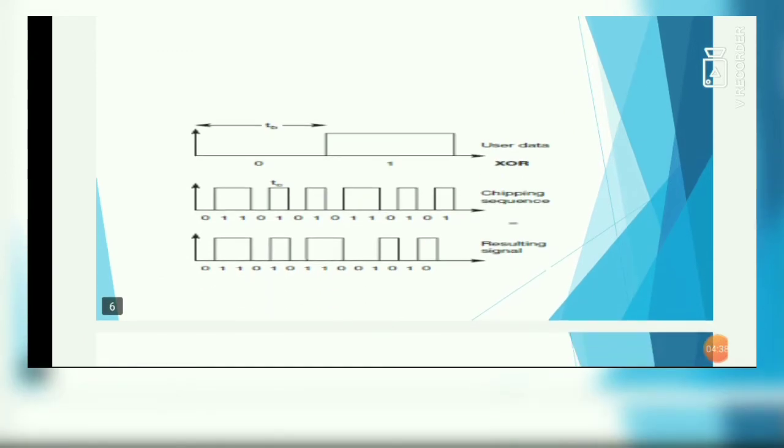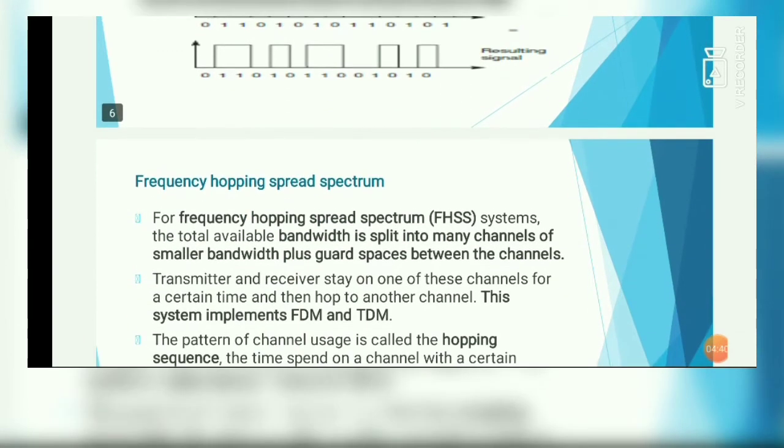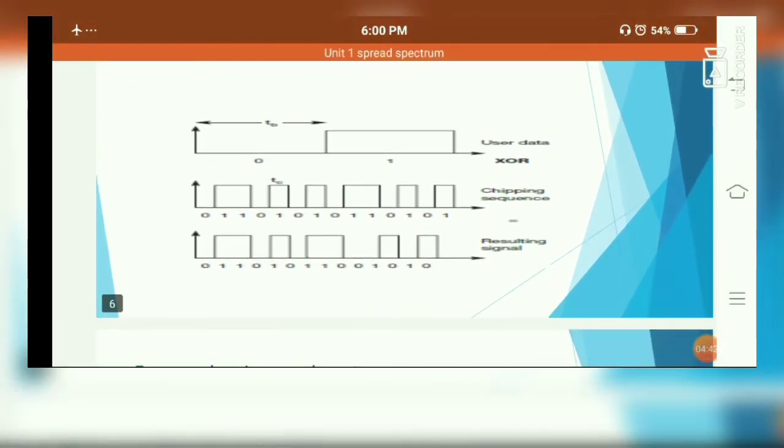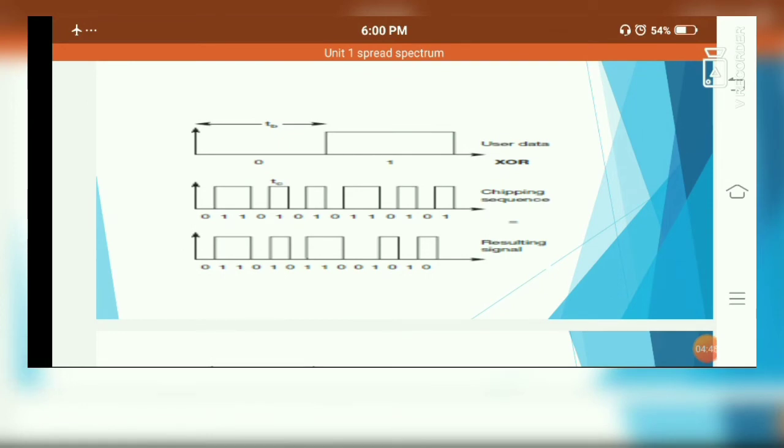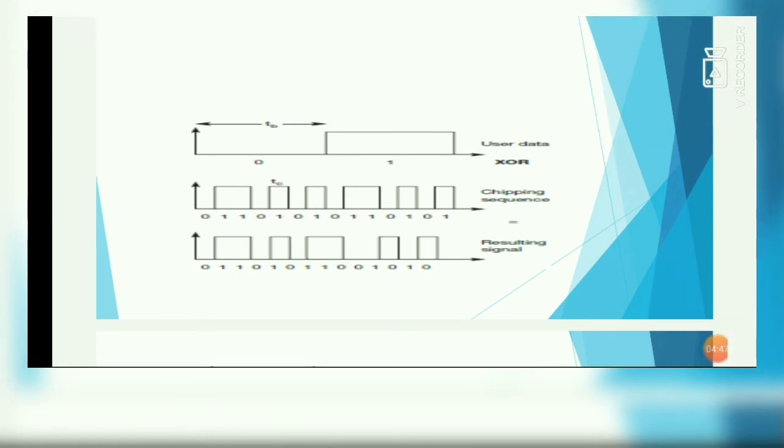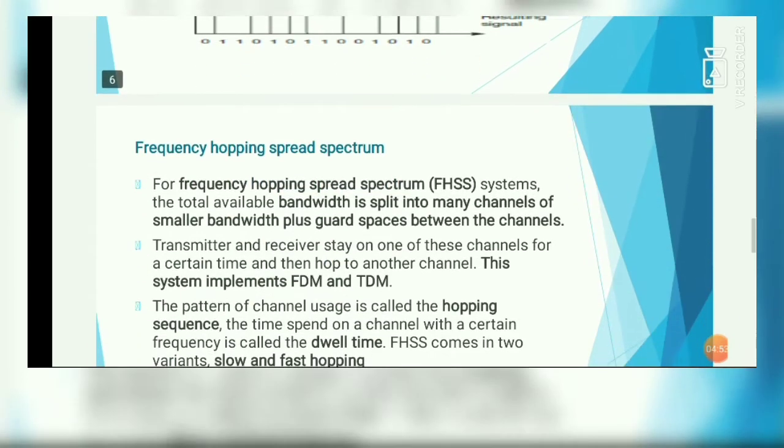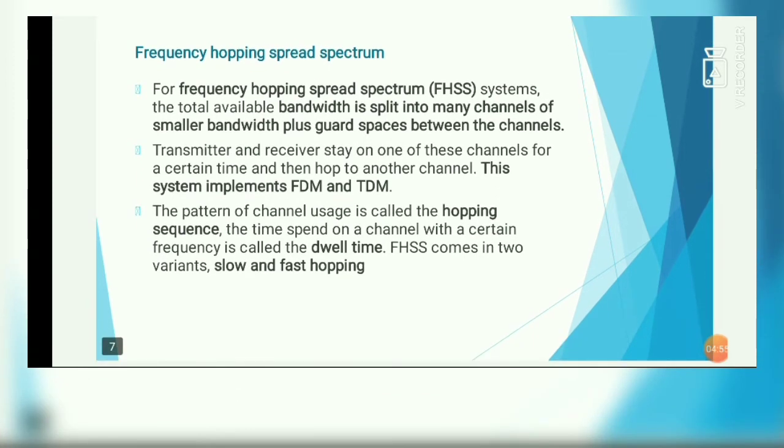So this is the diagram given here, and this is a user bit or user data, that is TB. Okay, so it is XORed with the chipping sequence. This is the chipping sequence given, and the resulting signal is obtained here. Okay. Then frequency hopping spread spectrum.